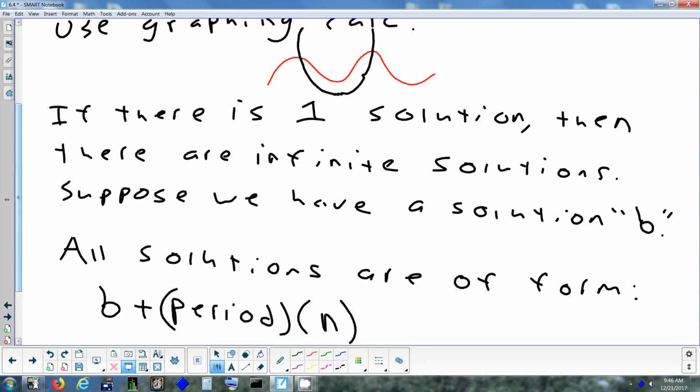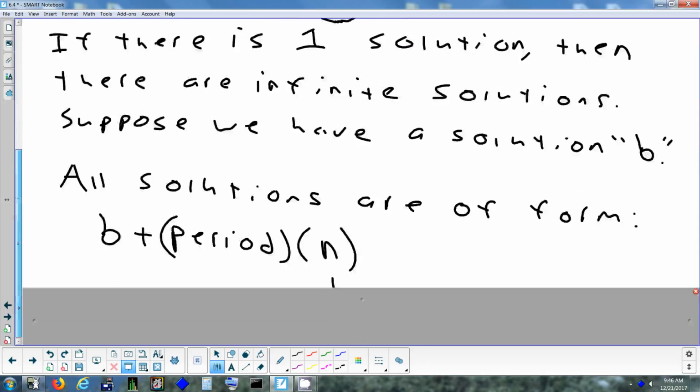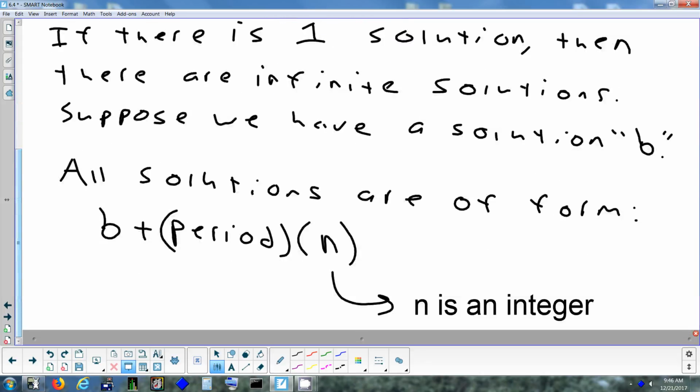Right, so the next part, I'm going to skip it because we've already done it. You find one solution, and then you put plus the period times n. It's just like finding asymptotes. Find one, then represent all. And remember, n is an integer.